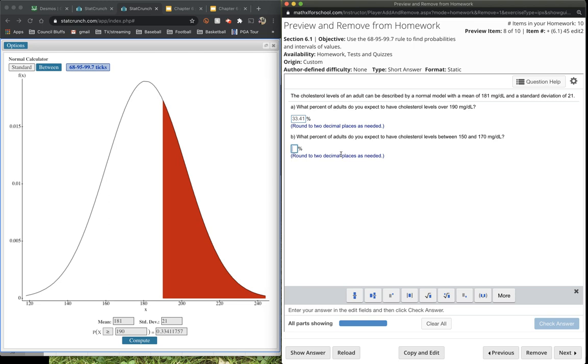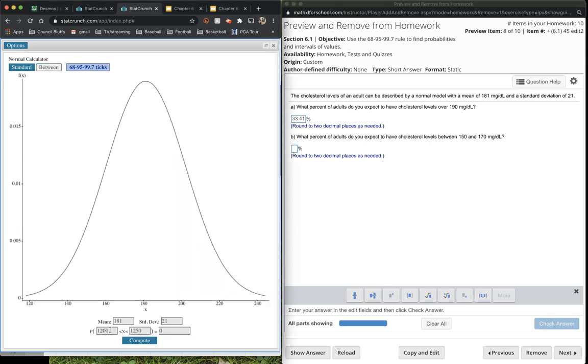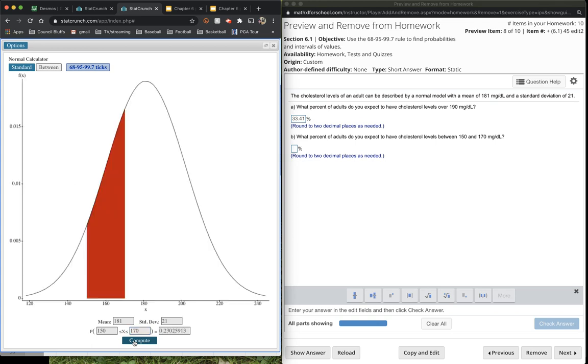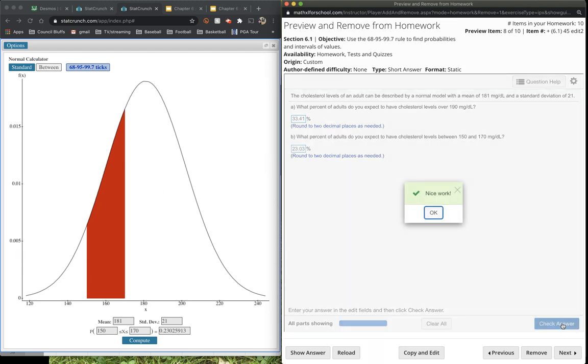Part B, same mean, same standard deviation. What percent of adults do you expect to have cholesterol levels between, so we go here, between 150 and 170? Between 150 and 170. And again, we want it to be a percentage that we round to 2 decimal places. So that's going to be 23.03%, because that 5 makes it round up. So 23.03% we expect to have cholesterol levels between 150 and 170.